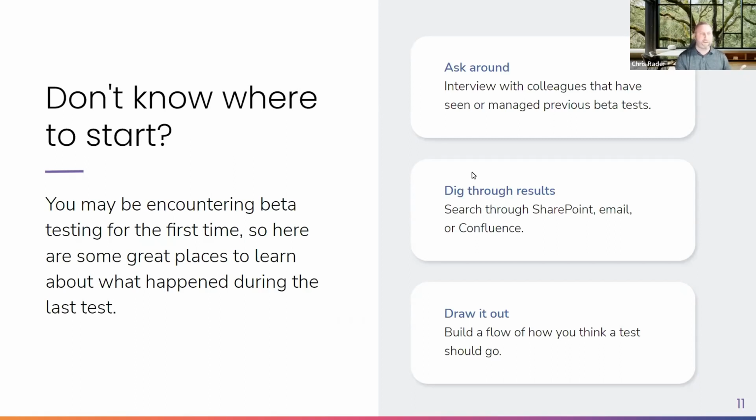And this last one, build out that flow of what you think it could take to run the test if you have not run a test before. So these are just some helpful ways to get started. That first step, taking that inventory and looking at that flow, is going to be really helpful when you start evaluating tools, because it gives you a sense of what the tool needs to cover for you specifically in your use case.